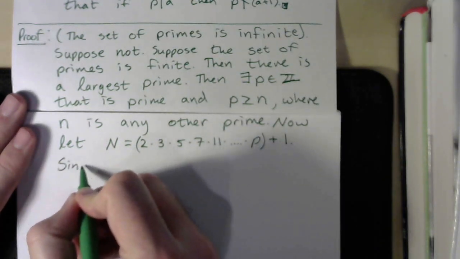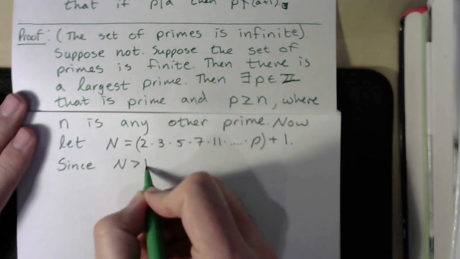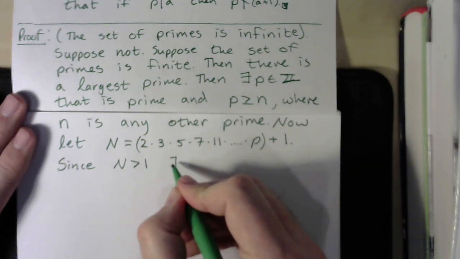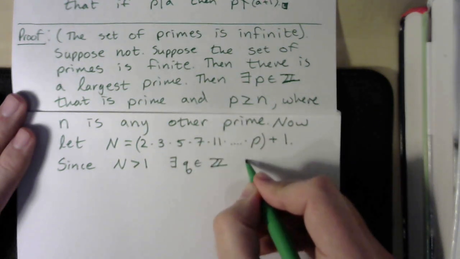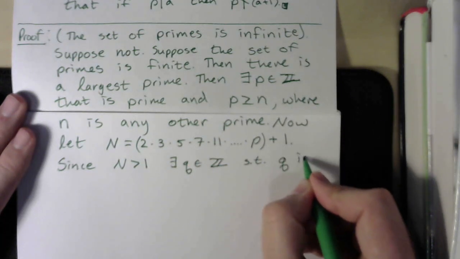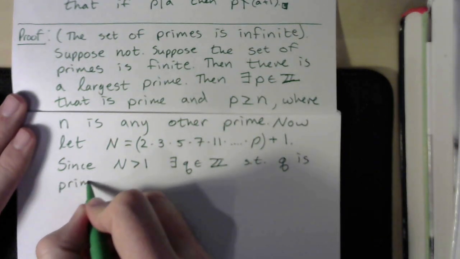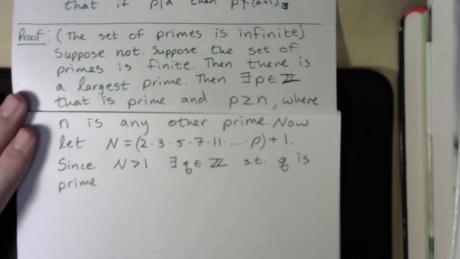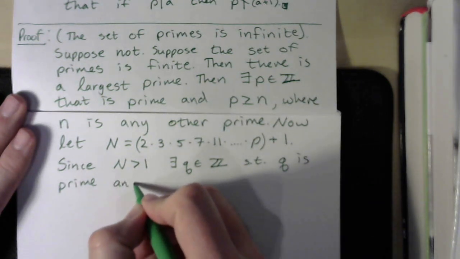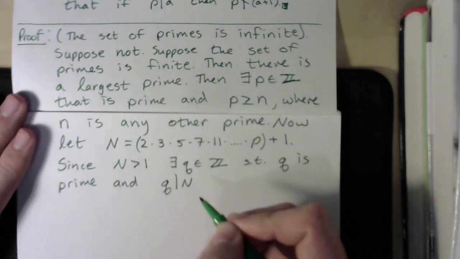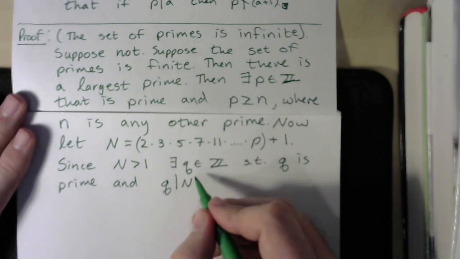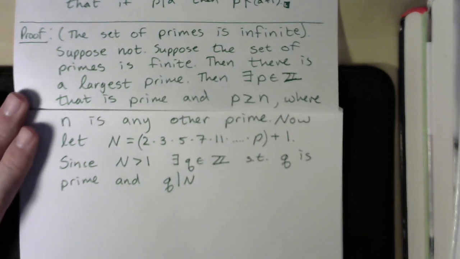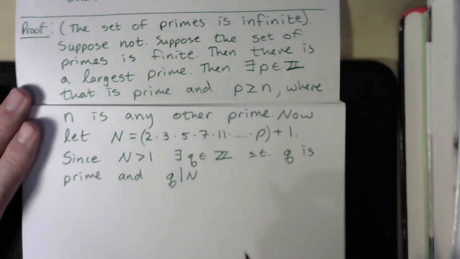So, since N is certainly greater than 1, there exists a q in Z such that q is prime and q divides N. Every integer can be factored into primes. So this is that fundamental theorem of arithmetic that we talked about. This would have been 2 weeks ago now.